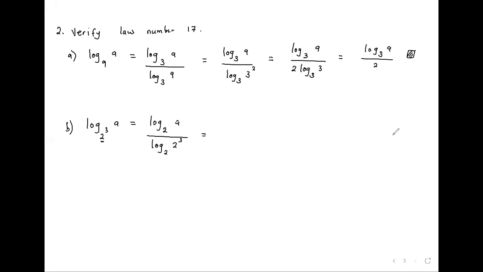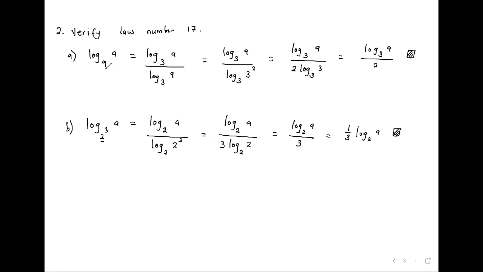But log allows us to drop the power. So we'll have log 2a over, the power will be dropped, and then we'll have log 2, meaning that the log 2 is 1. So we remain with log 2a over 3. This is the same as 1 over 3 log 2a, as stated by the law.